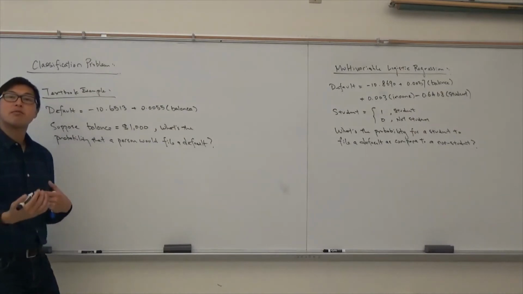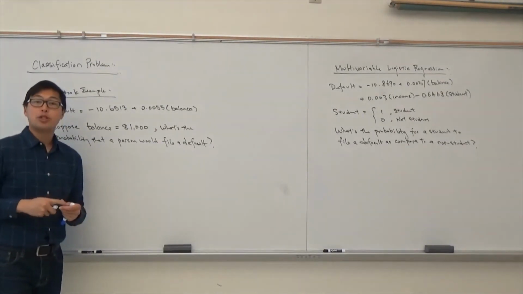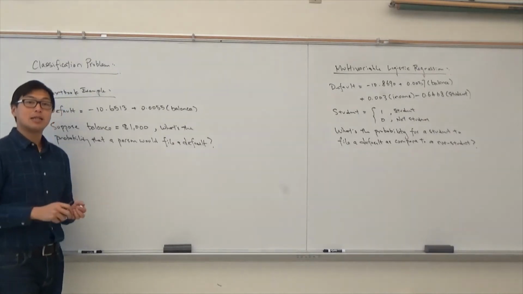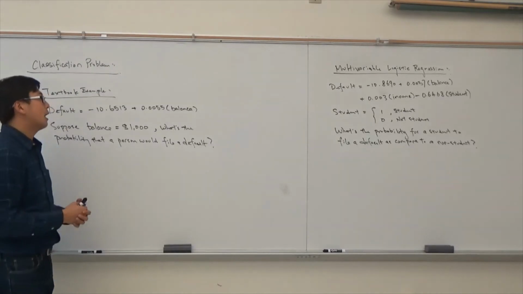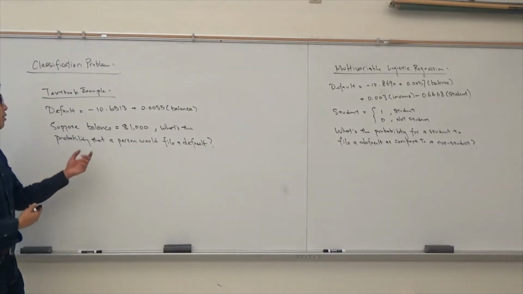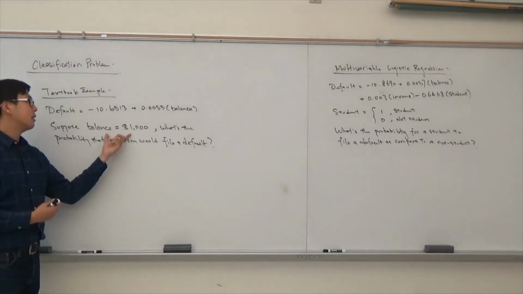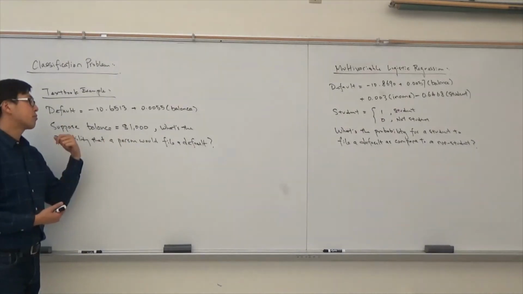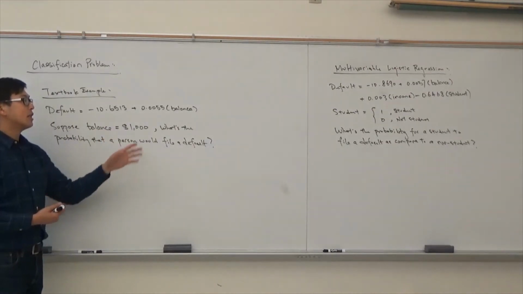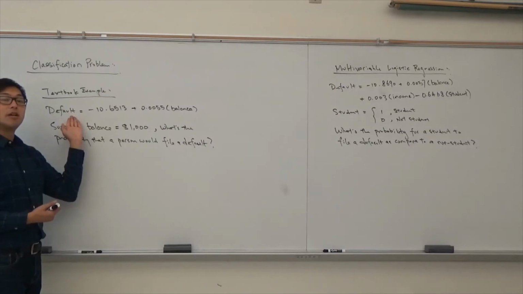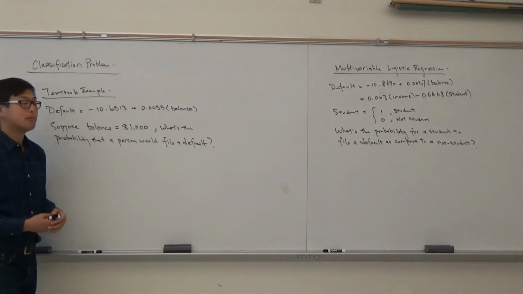Balance basically refers to the balance in that person's account, so how much of a balance this person has by the end of the month, maybe on average. And we want to know, if there is a person that has $1,000 in his bank account, how likely this person is going to default, given that default is only going to be predicted by balance, this predictor here.